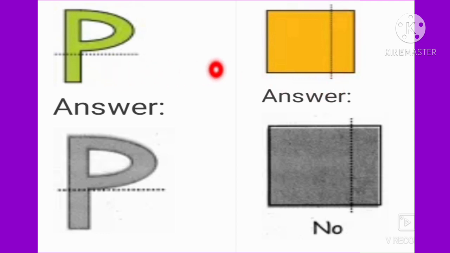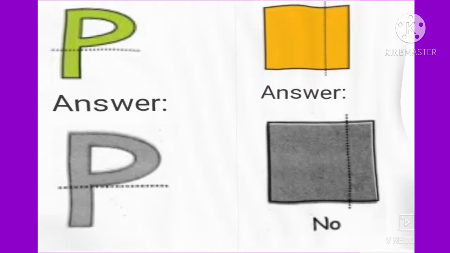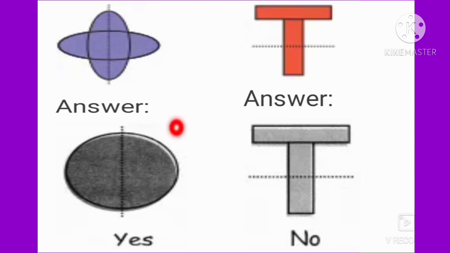So these two shapes, these two figures, have no line of symmetry. So here it is not symmetrical about dotted lines. Children, see here in this figure, the line drawn divides the shape into two equal halves. So here is a line of symmetry. So this figure is symmetrical about dotted lines.